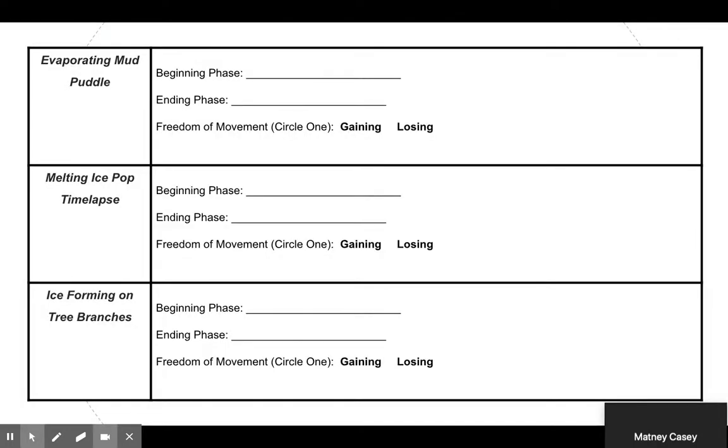The next one was the evaporating mud puddle. The beginning phase was liquid. The end phase was a gas. So that's what happens when you see liquid puddles just kind of disappear on a hot summer day. And that's because those molecules were gaining freedom of movement and moving faster to turn into a gas.